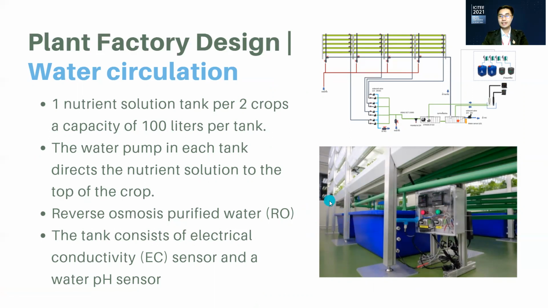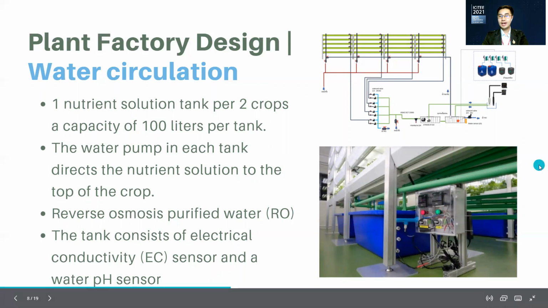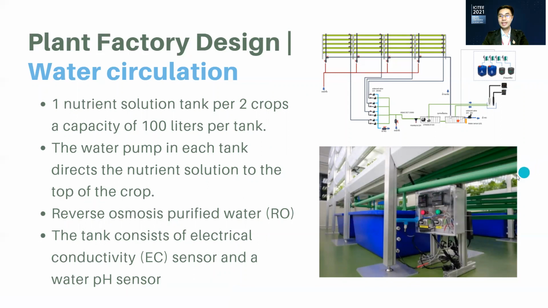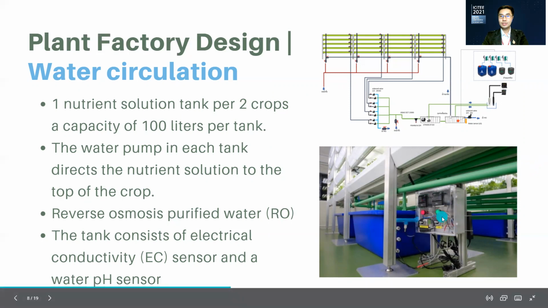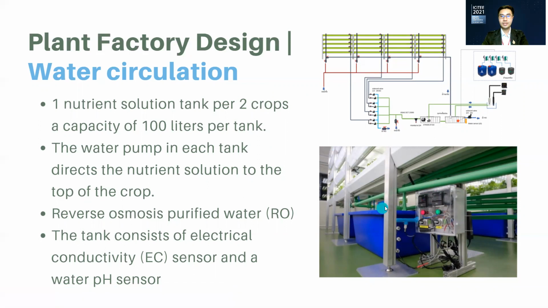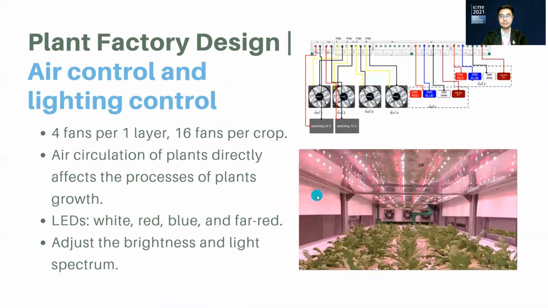So you can see an example of the water circulation here. You can see the clean fine line. This will bring the water and nutrient solution to each crop. The next one is air control and lighting control.